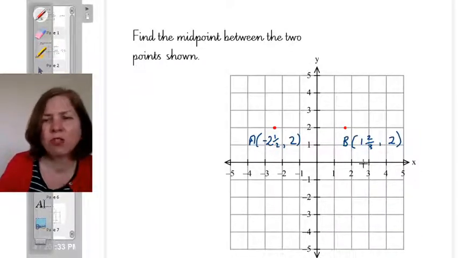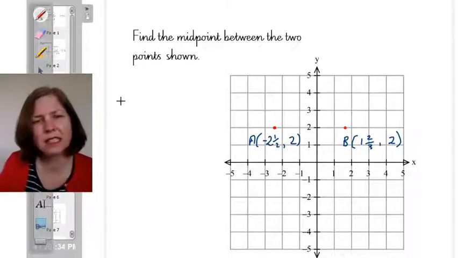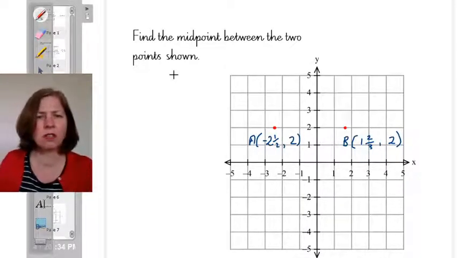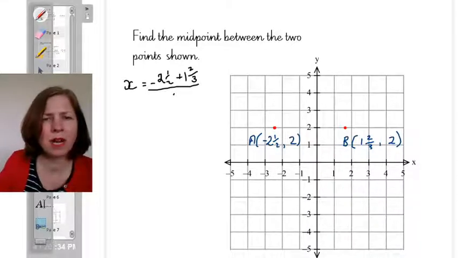Of course, my y value is easy. And I can guess, because my negative number is bigger, that my final answer is going to be slightly to the left of the y-axis. So let's look at how I'm going to calculate my x values. So I've got x is going to equal the average of those two. So I've got -2.5. And then I have to add 1 and 2/3. Then I have to divide the whole lot by 2. Messy. That's okay, we can do it.